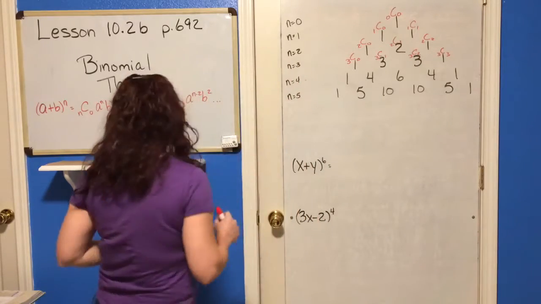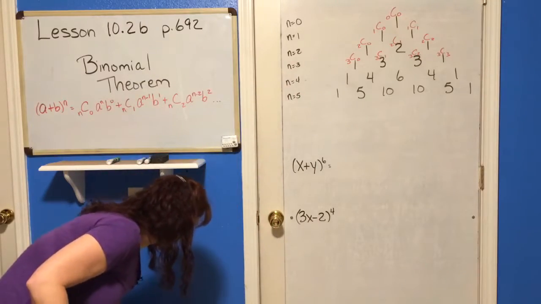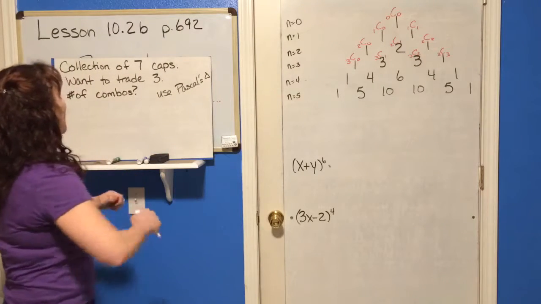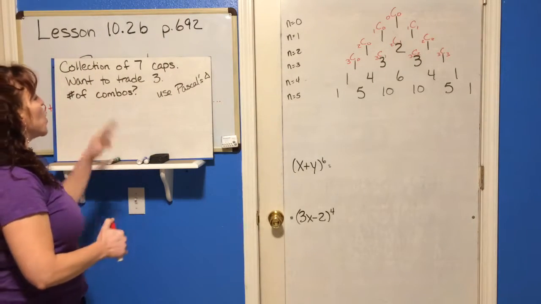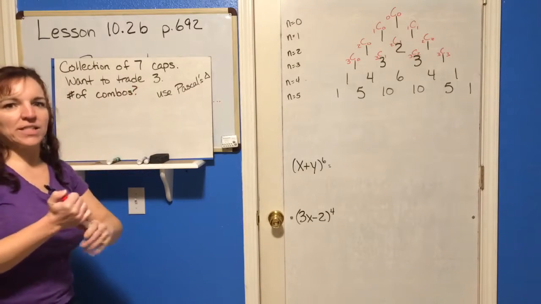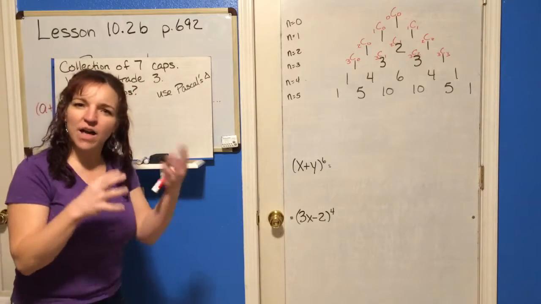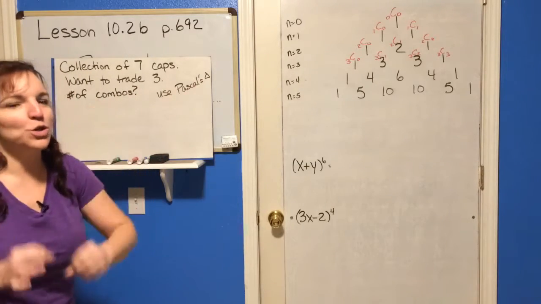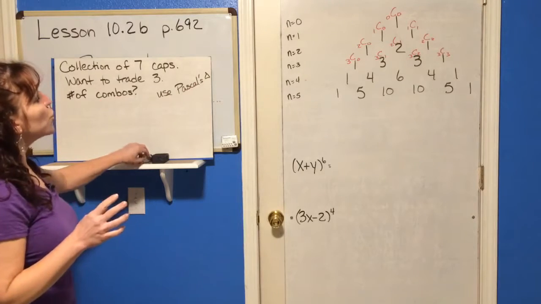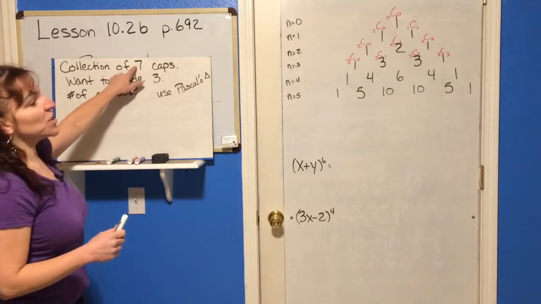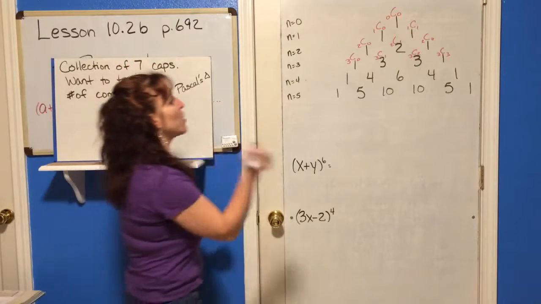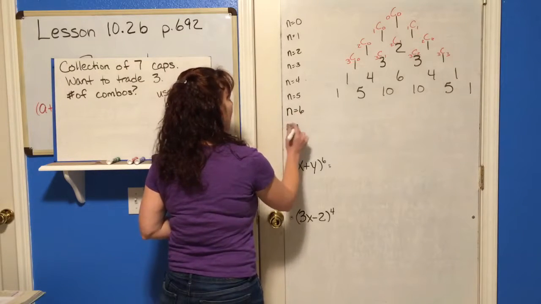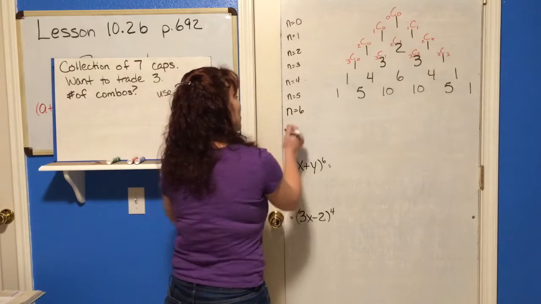All right, so I want you to know, let's see. So if we have a collection of 7 caps, and I want to trade 3 of those baseball caps, what is the number of combinations that I have as options for trading these 3 caps? That's what I want to know. But I specifically want you to use Pascal's triangle. So in order to use that, I want the combinations of 7, which means I need to get down to the 7th row. Yes? So this is the 6th row, and this is the 7th row. So I need to get down to that 7th row.